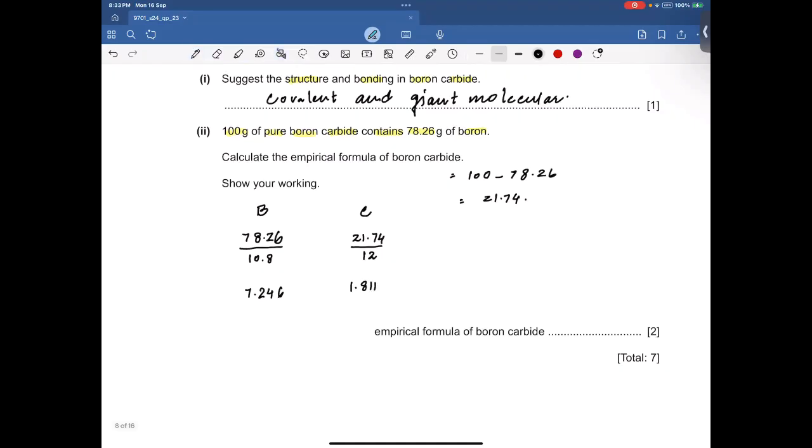Now 1.811 is the least value. So in order to calculate the simplest ratio, we need to divide the value on both sides. So it's going to be 1.811, it's 1.811. So it's going to be 4 and it's going to be 1. So how many boron do we have? 4. And how many carbon do we have? Only 1. So the empirical formula of boron carbide is going to be B4C or CB4. Okay, I hope it makes sense to you.